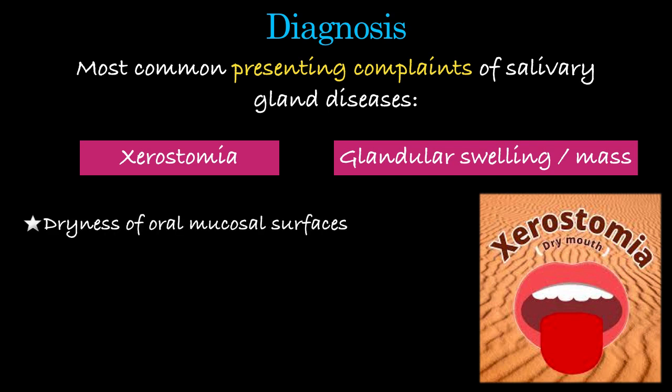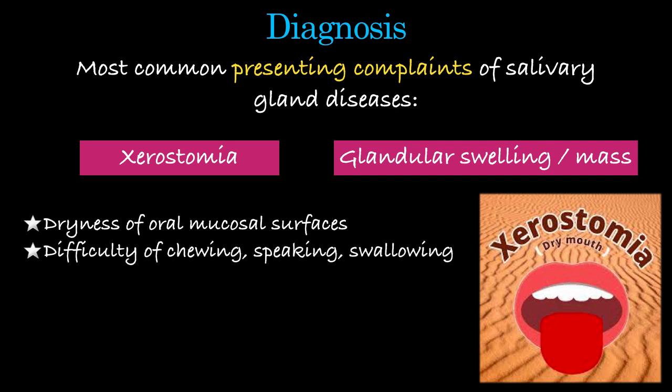Once the mucosal surfaces are very dry, he will have some trouble while eating, speaking, swallowing, and so on. Maybe the patient will tell you that he has to sip water while eating. He can't swallow the food unless he sips water along with it. And of course, the mucosal surfaces will all be atrophied with the mechanical friction while eating and talking.